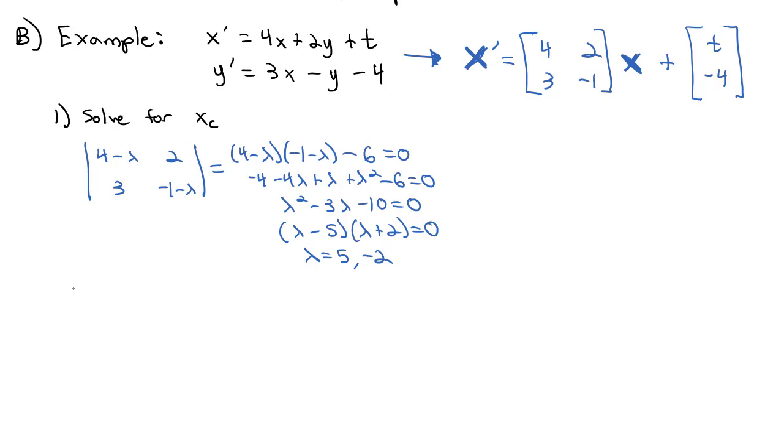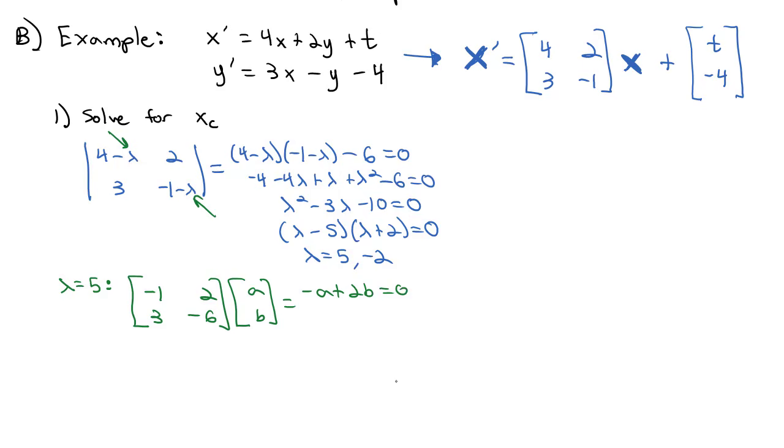So we look at, well, if lambda equals 5, we're dealing with 4 minus 5, plugging in for the lambdas. 4 minus 5 is -1 and 2. 3 and -1 minus 5 is -6. We multiply by the eigenvector a, b, which gives us -a plus 2b equals 0, and 3a minus 6b equals 0. First equation looks simpler, so if I add a to both sides, we get 2b equals a. If I let b equal 1, we end up with the eigenvector where b is 1 and a is 2 times 1, which is 2.